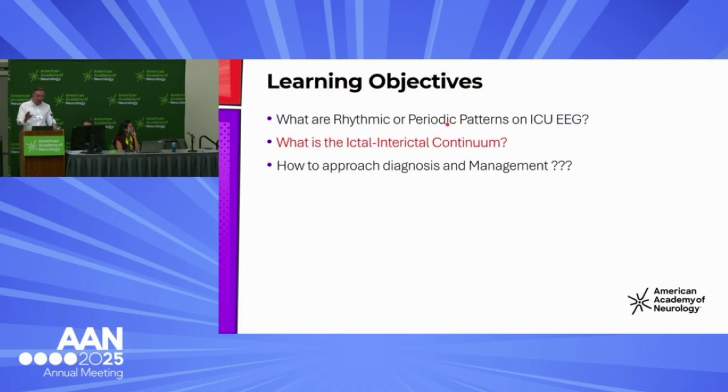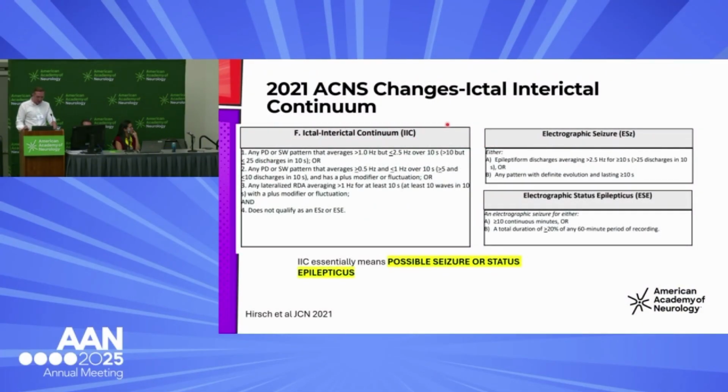All right, so that's what rhythmic and periodic patterns are. So now we are all on the same page with that. So what is this idea of the ictal interictal continuum? Dr. Rubinos was very adamant that I stress this point over and over. The ictal interictal continuum essentially means possible seizure or status epilepticus. We don't have enough information just on the EEG to make that determination.